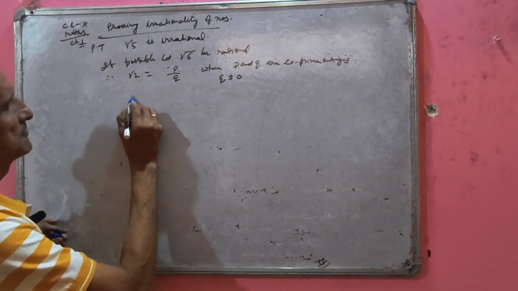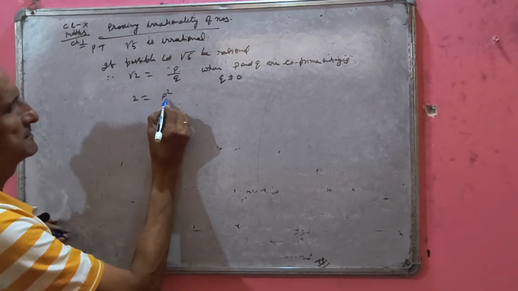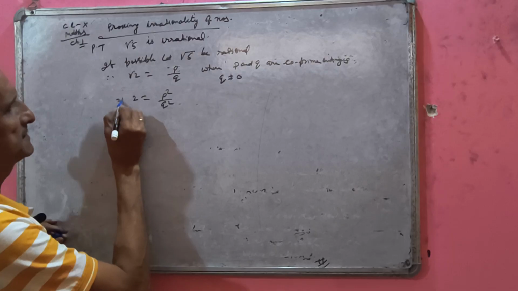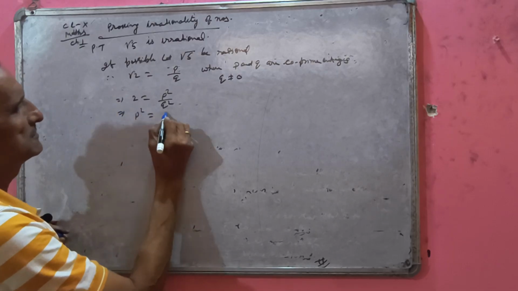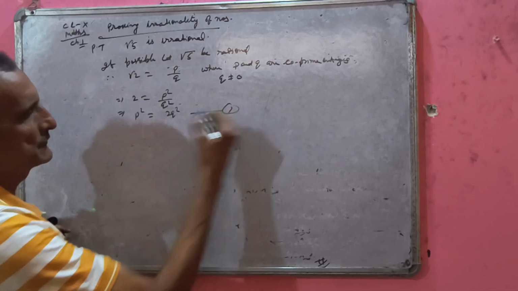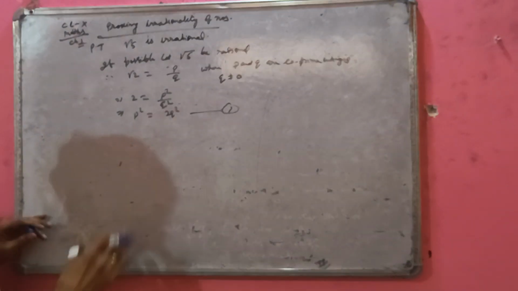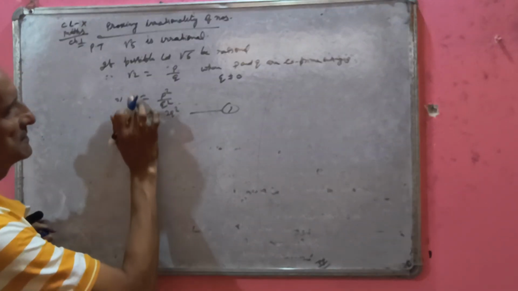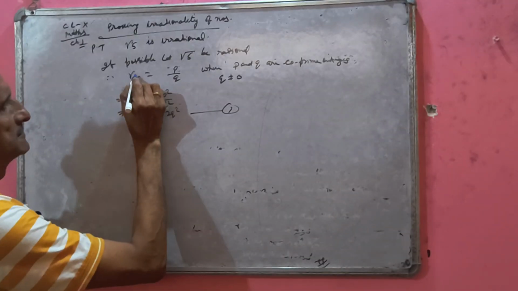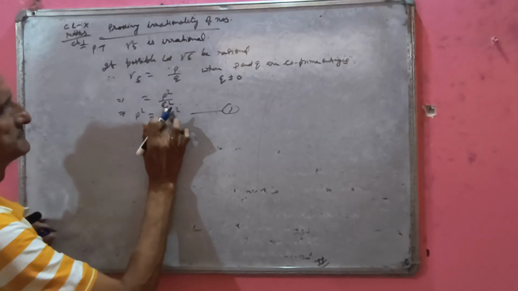Now squaring on both sides, I will get 5 equal to p square by q square, then cross multiplication, we will get p square equal to 5 q square. Give it equation 1 here. Now, same thing. Sorry, I have to write here 5. Sorry, not 2, 5.